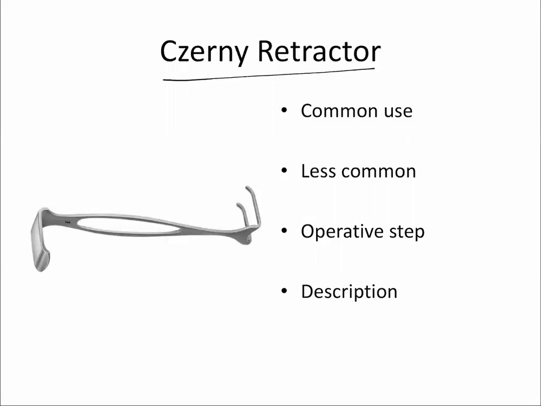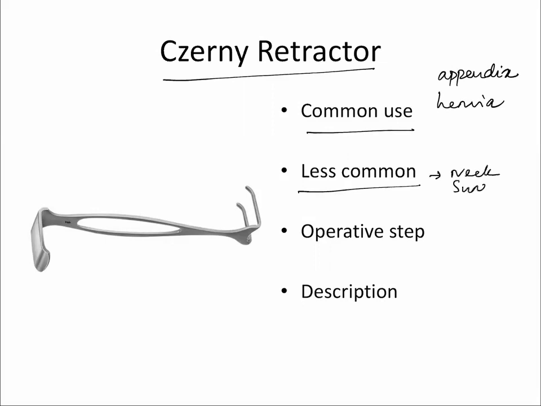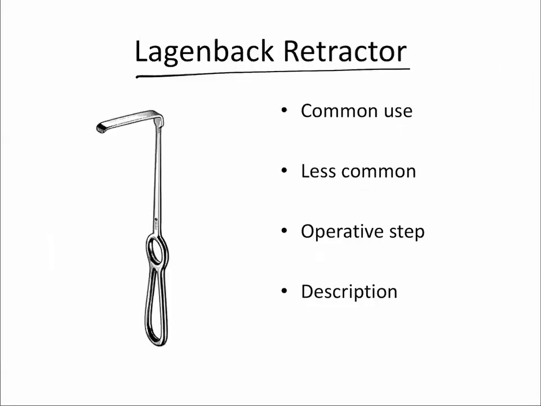Journey's retractor is particularly used during hernia surgery and appendix surgeries. Appendix and hernia to retract the anterior abdominal wall. Okay, less common use is during neck surgeries to retract. We do not like this to be used. Appendix and hernia is a common one. Langenbeck is a common one.